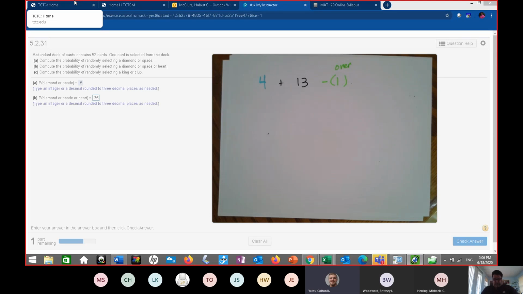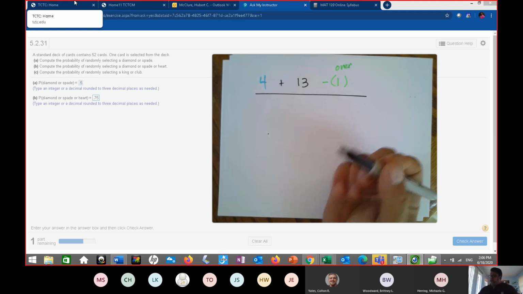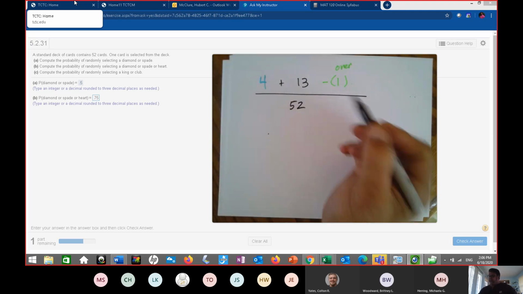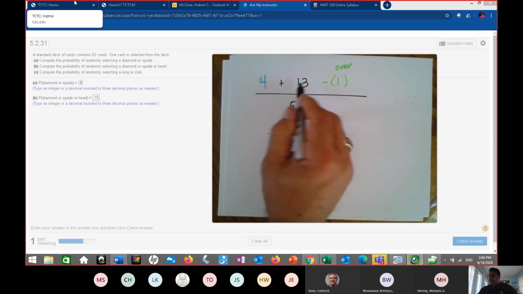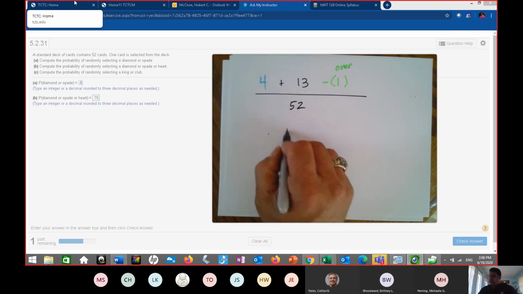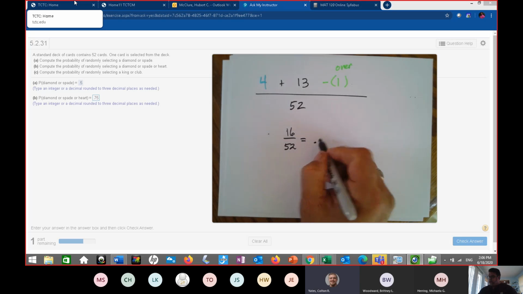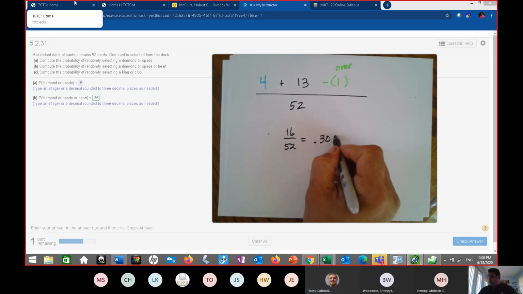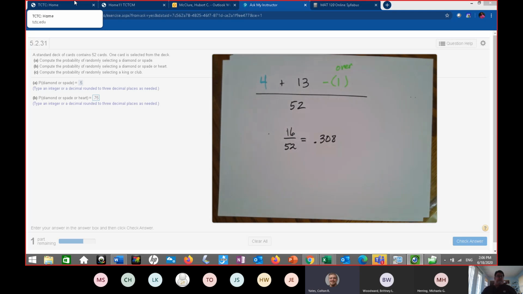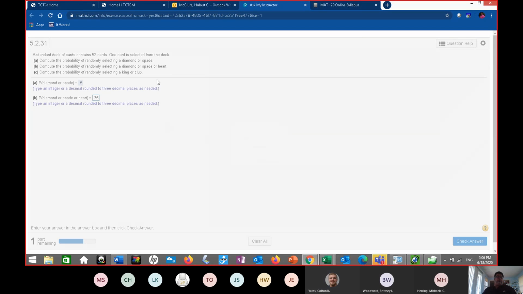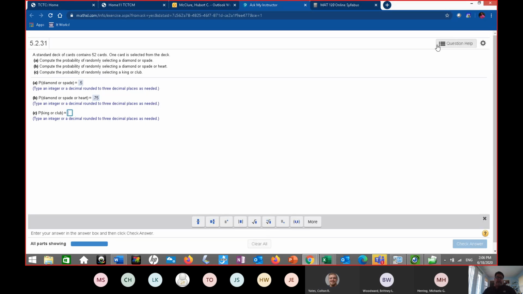Exactly. And all that over 52. 4 plus 13 is 17, minus 1 is 16, so somebody give me 16 over 52. It is 0.308. And this is a good test question, so make sure. 0.308, like the caliber. Oops, I'm sorry. I shouldn't have said that.